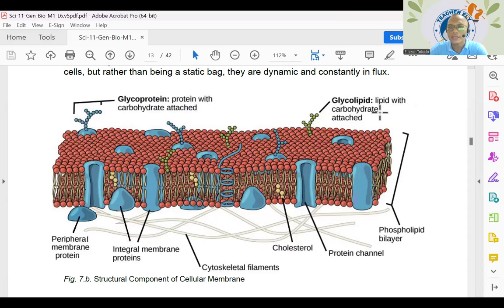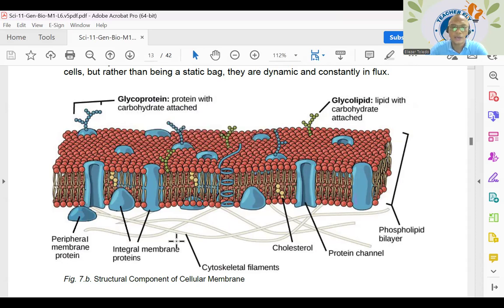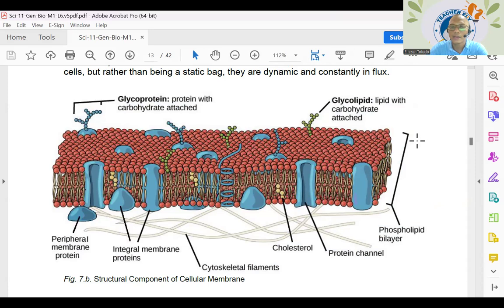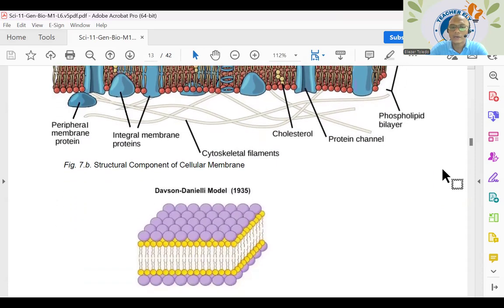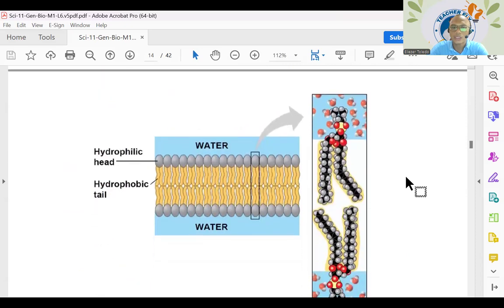Lipid with carbohydrate. Lipid refers to fats. Glycoprotein, glyco would refer to carbohydrates. And all these other elements in a cell membrane, they are either a layer or they would allow a channel for things to pass in and out of the cell. This is the model. Proteins form a distinct layer, which is basically a form of a sandwich.